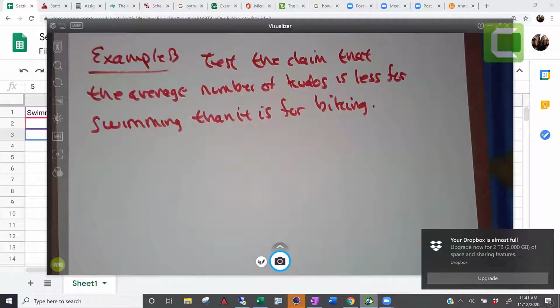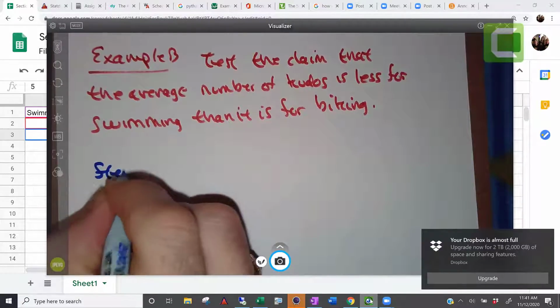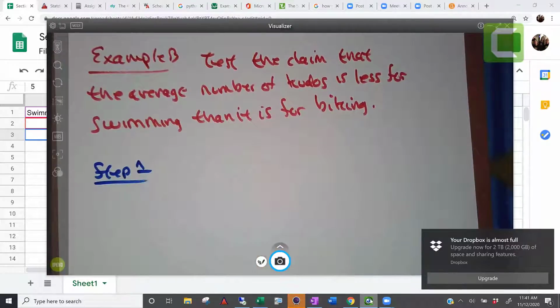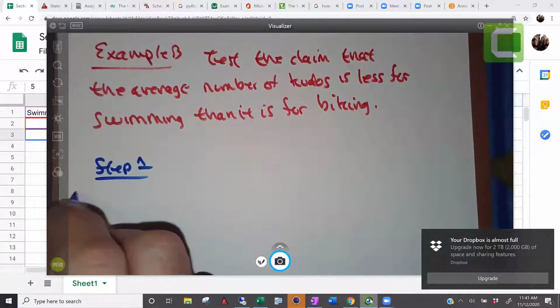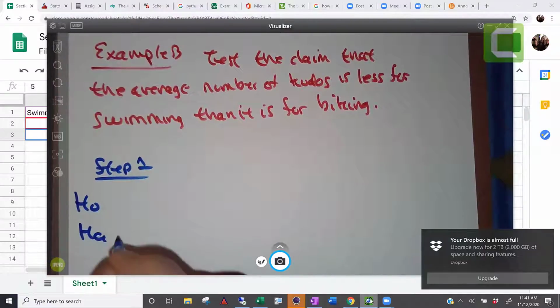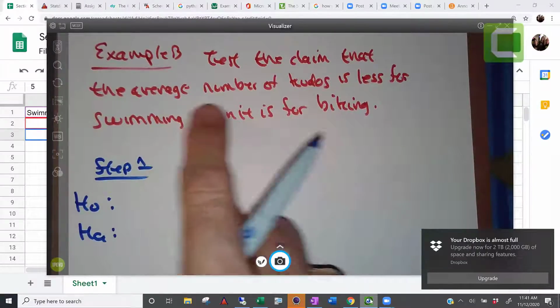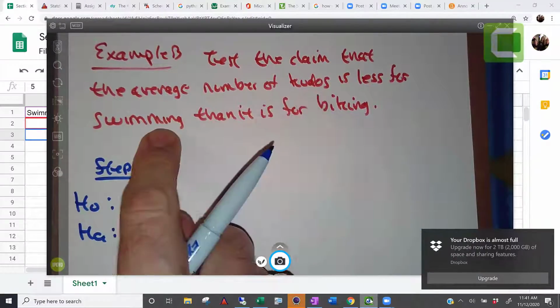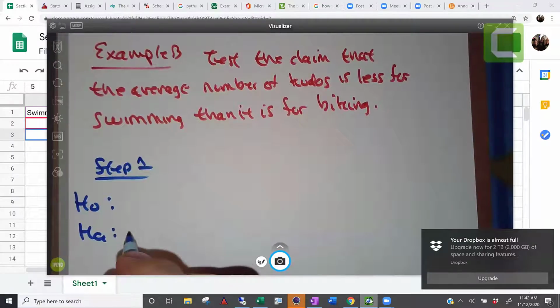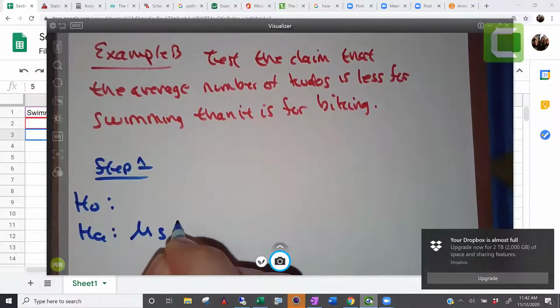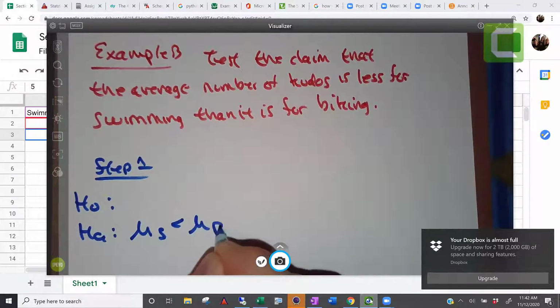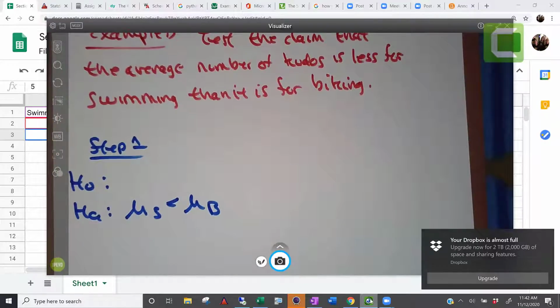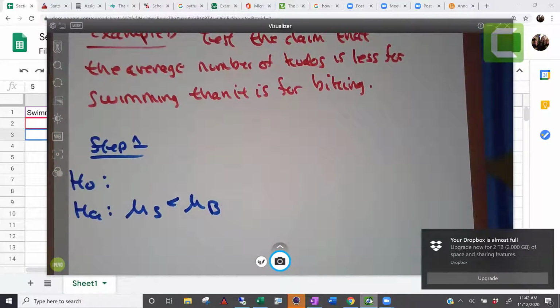Let's run through the different steps of our test. The first one is to state our null and alternative hypothesis, H0 and HA. Now I ask you to test a claim that the average number of kudos is less for swimming than it is for biking. Let's do it like this. Mu sub S is less for swimming than it is for biking.